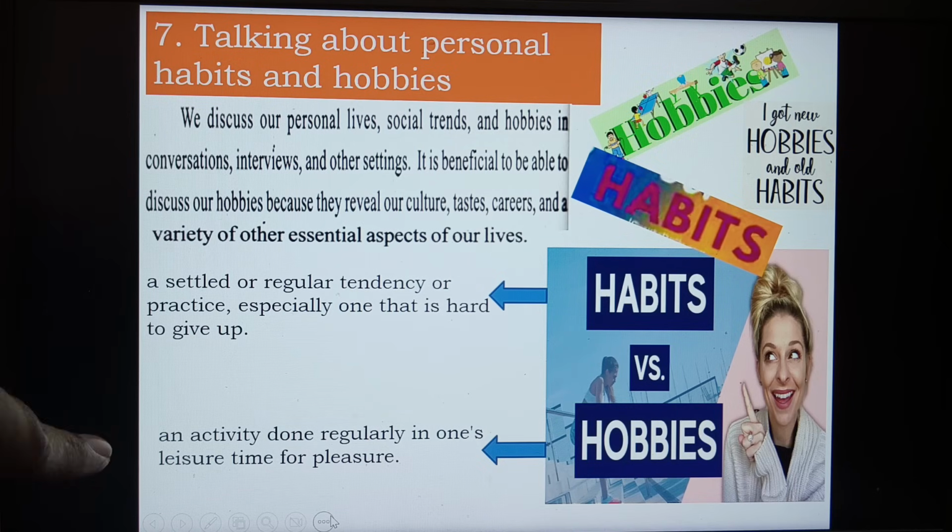Friends, here, a hobby is an activity done regularly in one's leisure time for pleasure, maybe which we do for our pleasure and which we do with our interest.